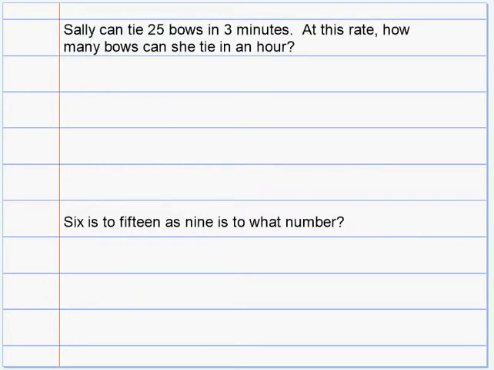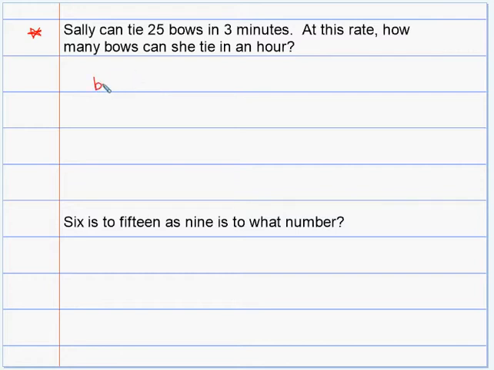A ratio table is a nice way to organize your information. Here are 2 additional problems for you. If you feel like you'd like to try them on your own, go ahead and do so. I will warn you that this one has a little catch to it. Sally can tie 25 bows in 3 minutes. At this rate, how many bows can she tie in an hour? Here is one where you could find a unit rate by dividing 25 by 3. But if it doesn't come out to be an exact number, that's where we can run into some problems. We will be off on a technicality, because our rounding will be off. So make sure that you work through these to be as precise as possible.